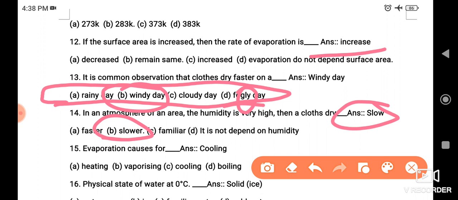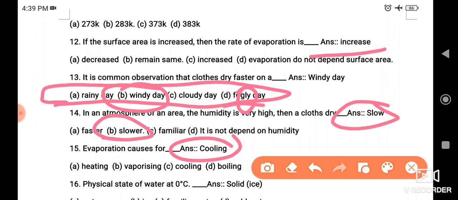Then number 15, evaporation causes dash. The evaporation causes cooling. All of us know that evaporation causes cooling. Like suppose we spray a perfume on our palm, and suddenly it evaporates, taking all the energy, latent heat, from our body. So for some time, for a few seconds, we feel cold there.